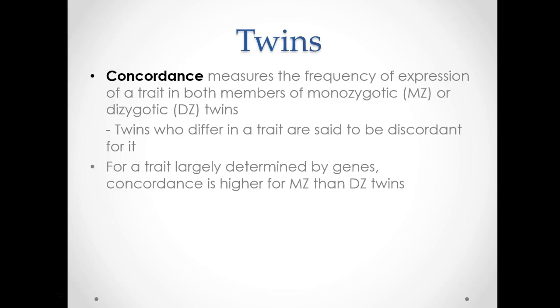So follow me for a minute here. Concordance measures the frequency or expression of a trait in both members of monozygotic and dizygotic twins. So if a trait is largely determined by genes, then we're going to see a higher concordance for monozygotic than dizygotic twins. Okay, so the idea is, once again, if identical twins share the trait more often than non-identical twins, then we know that there's a larger portion of our genes at play.